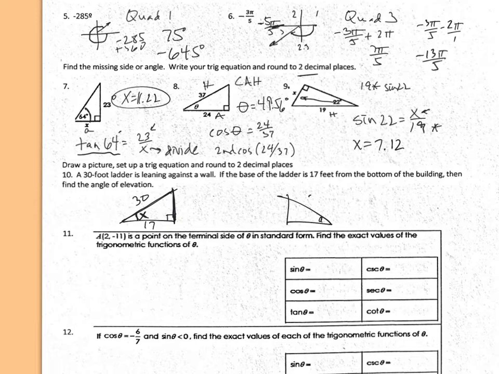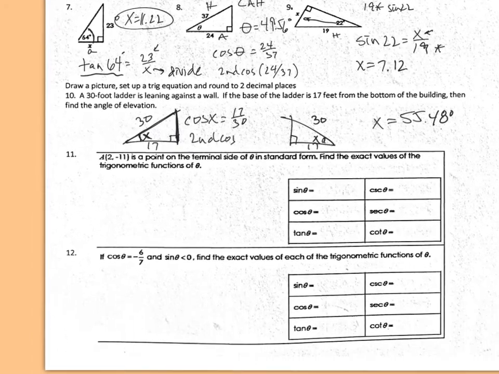If you drew it this way, the 30 would be here, 17 here, and that's, of course, your x. It doesn't matter which way it's oriented. It's still adjacent over hypotenuse, which is cosine. So cosine of x is equal to 17 over 30. So this is an angle again. When we're missing an angle, you do second cosine and then put that in the calculator. So the angle is 55.48 degrees.